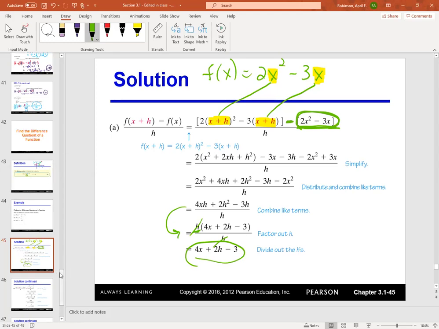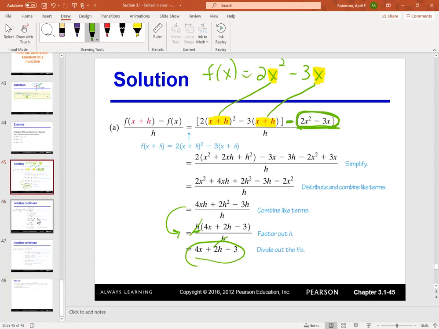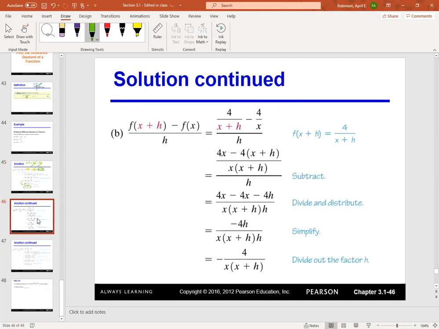And in order to save a little time, here's part B. The math is just a little bit more complicated, but this time the original f of x function was just 4 over x. And they put the x plus h where the x was. And then of course it's minus f of x. This is f of x.